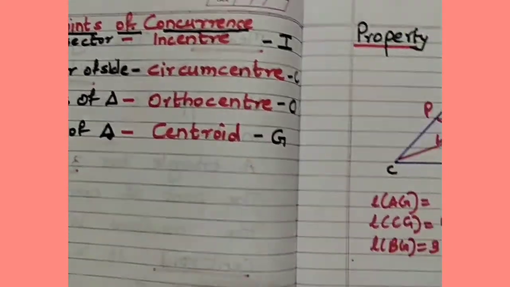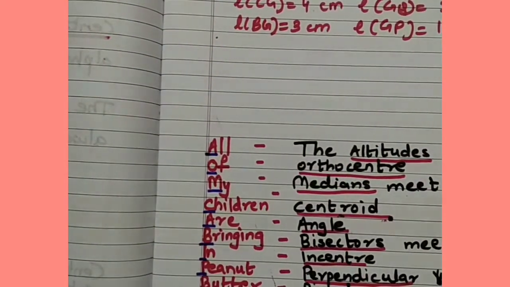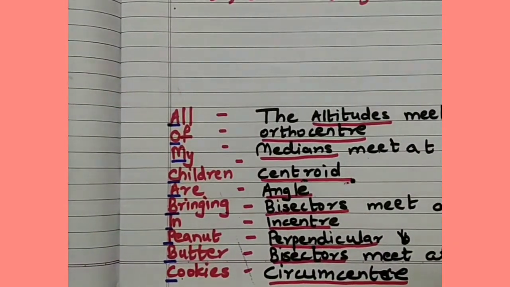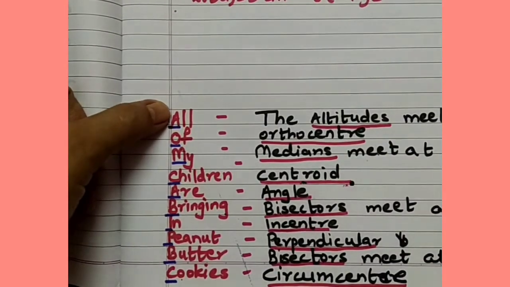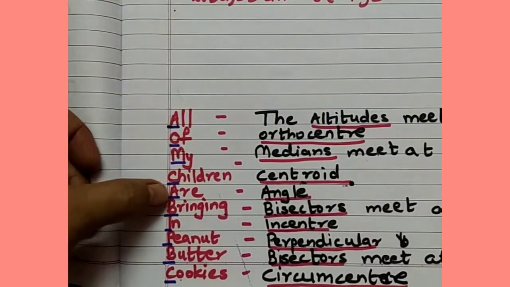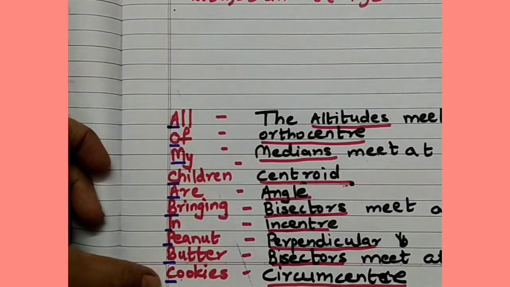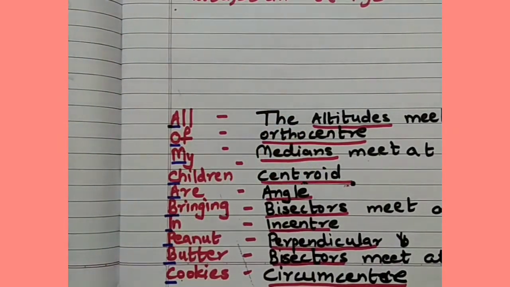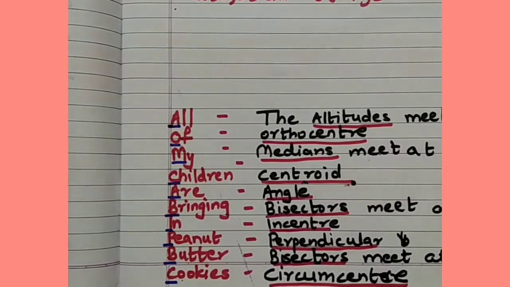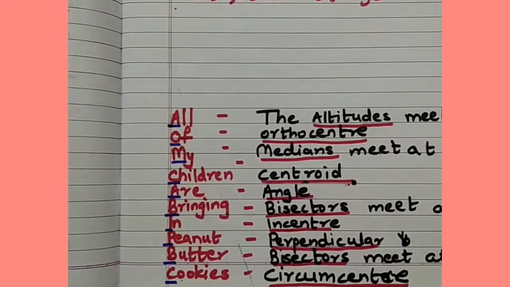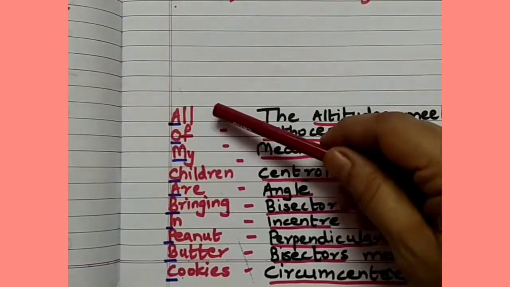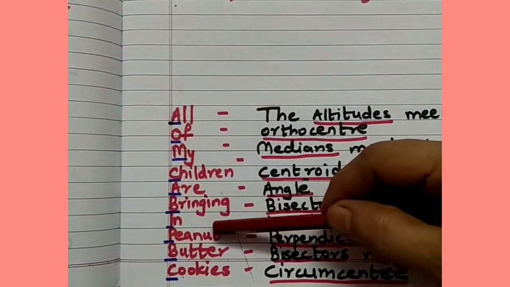Now how to remember this? To remember, there is one, this is known as a limb. So we'll learn this. Okay, all of my children are bringing in peanut butter cookies. So if you remember this sentence, you will be able to find out, because it is confusing, right? What is orthocenter, what is circumcenter, what is incenter, whether it is medians or altitudes. So it's so confusing. So let us see how we are going to remember. You just have to remember this sentence. All of my children are bringing in peanut butter cookies.